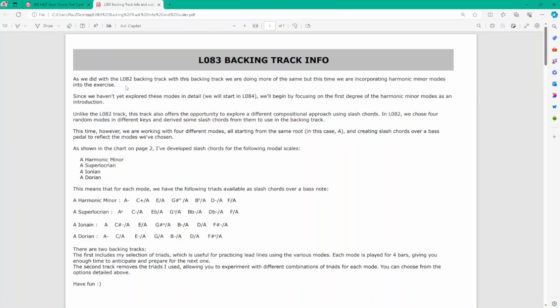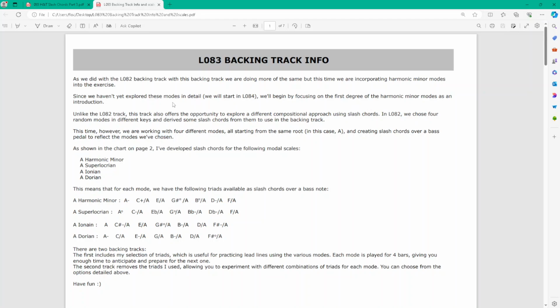In order for you to practice this material, I created a backing track like I did for lesson 82. Let's have a look at the PDF that is associated with the backing track. As we did with the lesson 82 backing track, we're doing more of the same, but this time we're incorporating harmonic minor modes into the exercise. Since we haven't yet explored these modes in detail, and we will start in lesson 84, we'll begin by focusing on the first degree of the harmonic minor modes as an introduction.